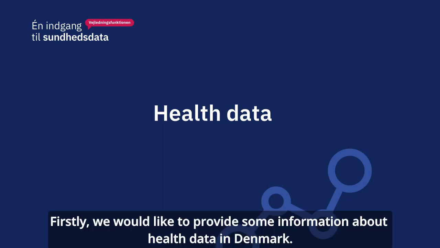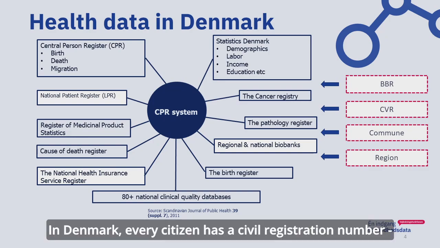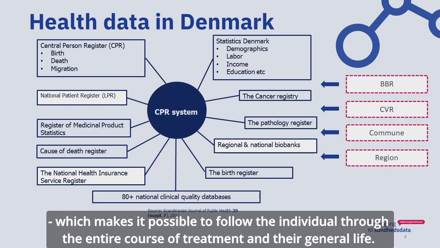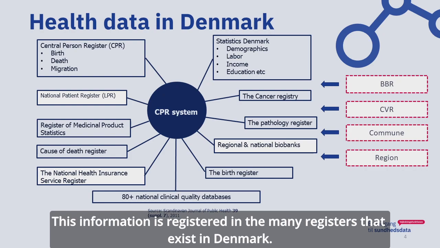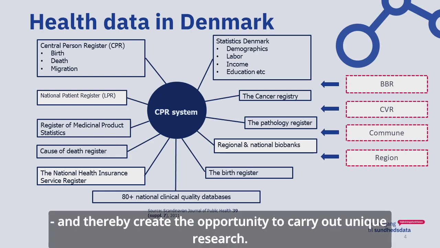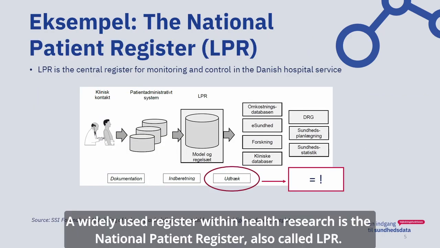Firstly, we would like to provide some information about health data in Denmark. In Denmark, every citizen has a civil registration number, which makes it possible to follow the individual through the entire course of treatment and their general life. This information is registered in the many registers that exist in Denmark. The civil registration number therefore makes it possible to combine information across the registers and thereby create the opportunity to carry out unique research. A widely used register within health research is the National Patient Register, also called LPR.